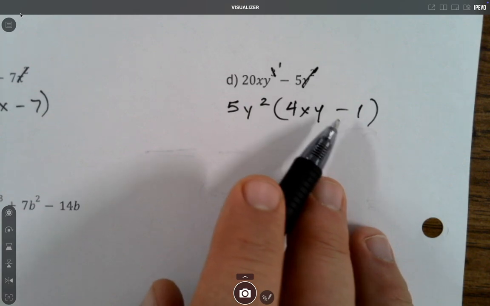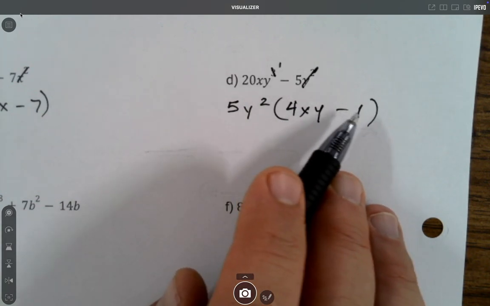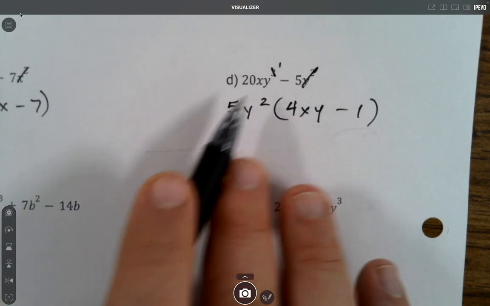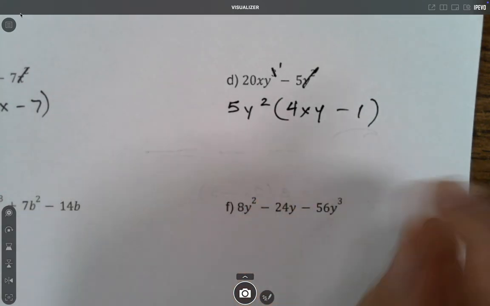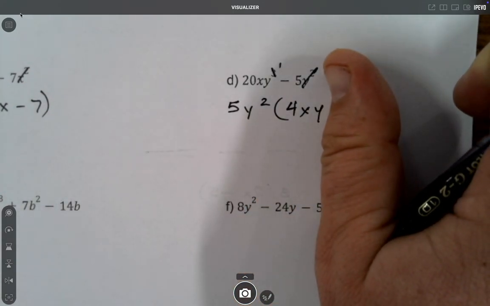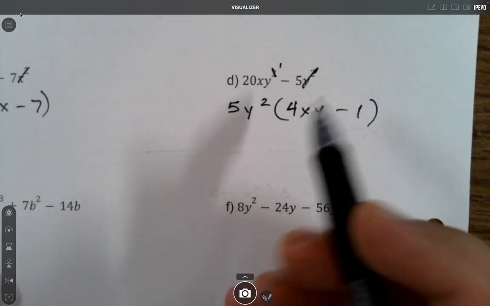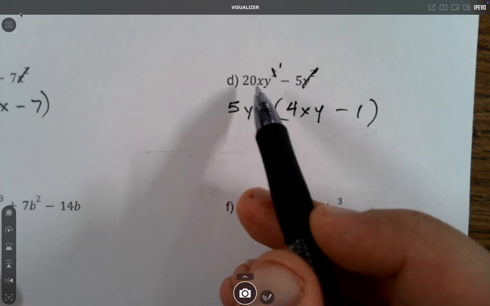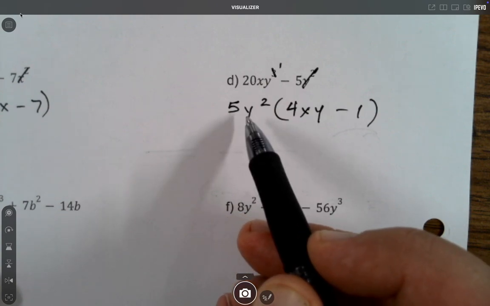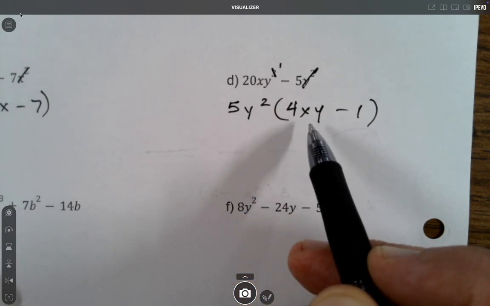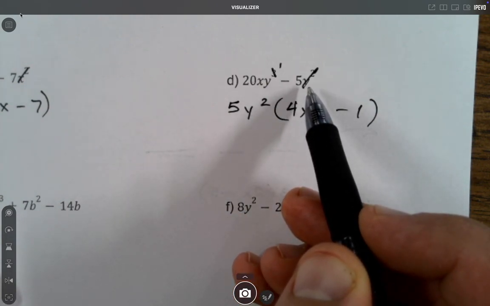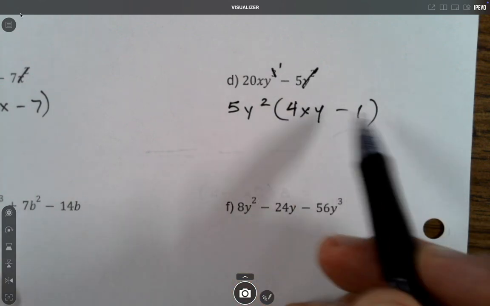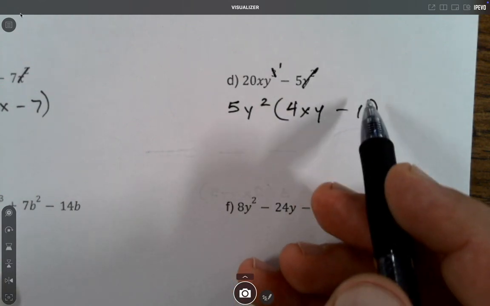Now this is an important thing, because lots of people will make this term disappear, because they're thinking, oh, we took this whole thing out, so it's just gone, and they'll just have the answer like this. But that's not correct, because we've got to remember we're dividing when we factor. We divided 20xy cubed by 5y squared and got this value. We divided 5y squared by 5y squared. So that leaves a 1, not a 0.